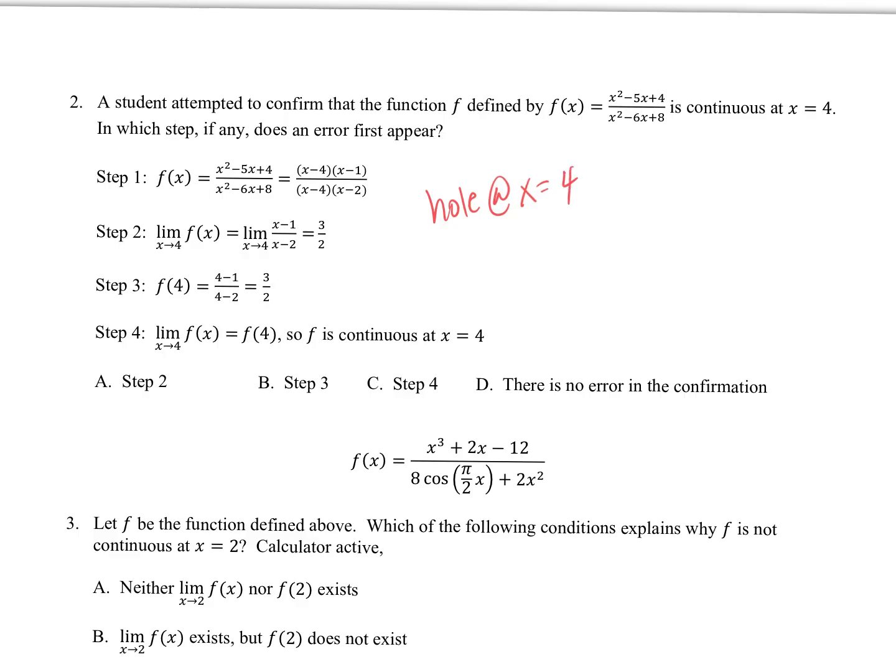Beautiful. I'm just going to write myself a little note. Then they plugged in that 4 to what was left. Would we get 3 over 2? They said f of 4 is 3 over 2. Exactly. So be careful. If you plug in that 4 to the original, you get 0 over 0. So we do not want to plug 4 in at that factored step.